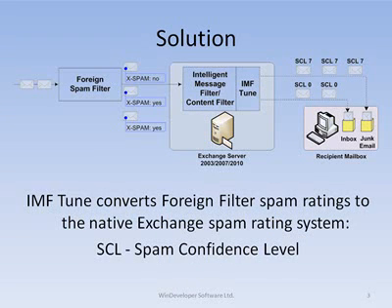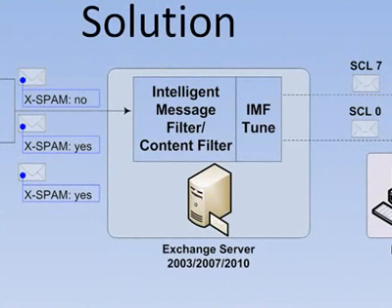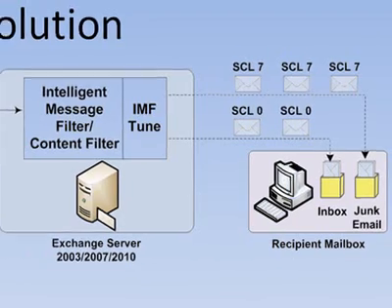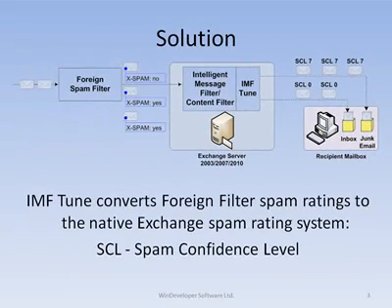The solution we will be discussing supports all versions from Exchange 2003, 2007 and 2010. It employs IMF Tune to convert the foreign filter tags to SCL ratings that Exchange understands. Once we do this, legitimate emails will be deposited to the inbox and spam goes to the junk folder. Users won't need to manually create any rules to deal with spam. And of course, the support desk is relieved from all the maintenance these client-side rules require. In addition, Outlook client safe senders, safe recipients and block senders lists are also applied.